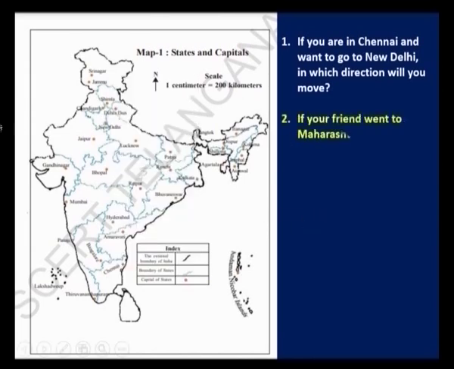Suppose your friend wants to go to Maharashtra. Here we don't have the state's name, we have given the capital, but you should know Mumbai is the capital of Maharashtra. So if your friend wants to travel from West Bengal to Maharashtra, in which direction is he traveling now? Yes, very good. He is traveling from east to west.